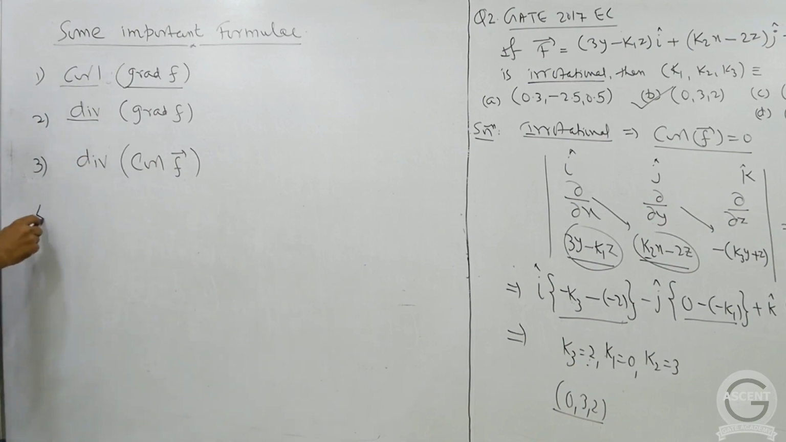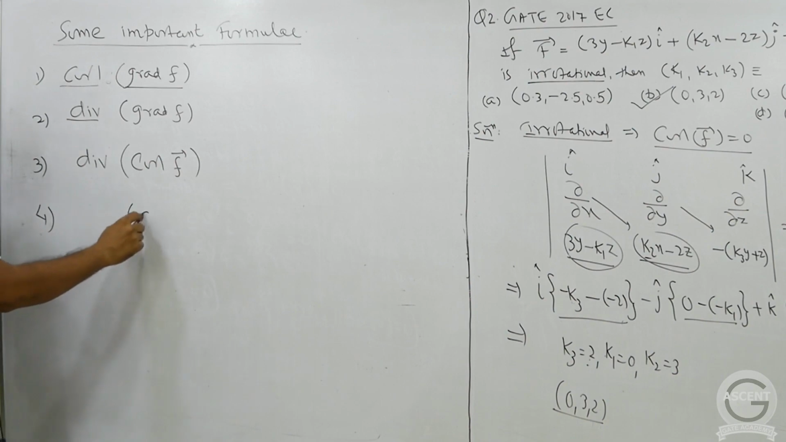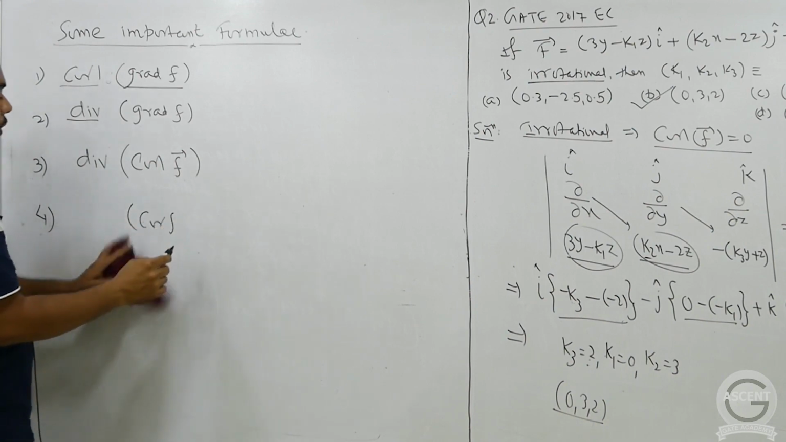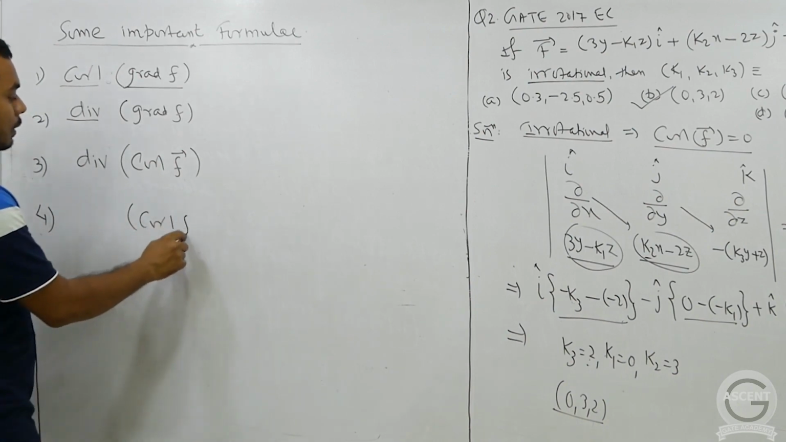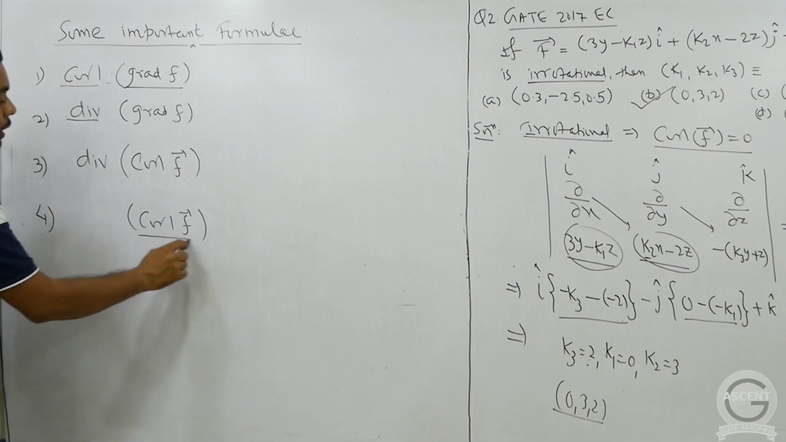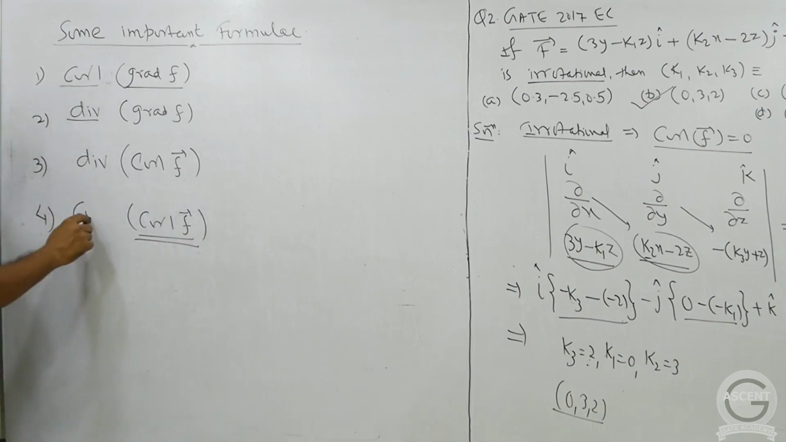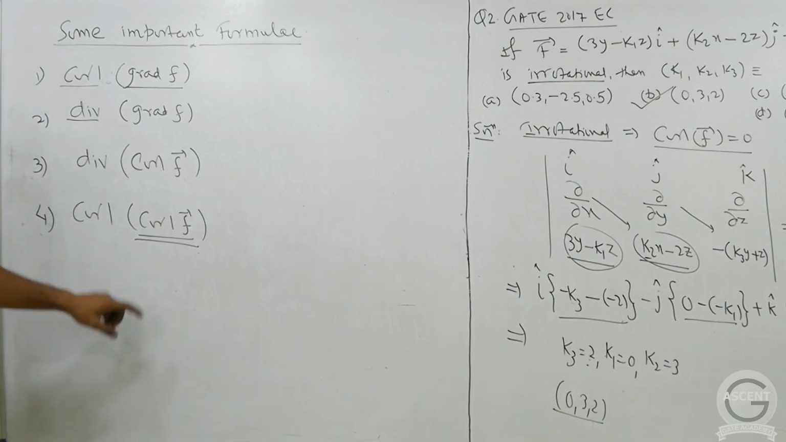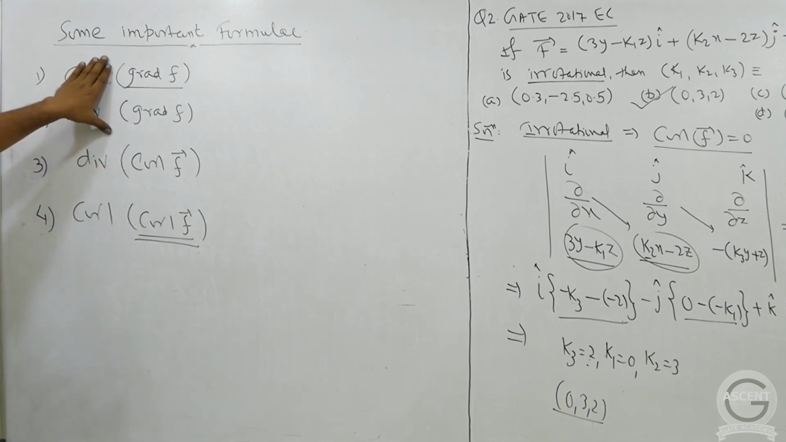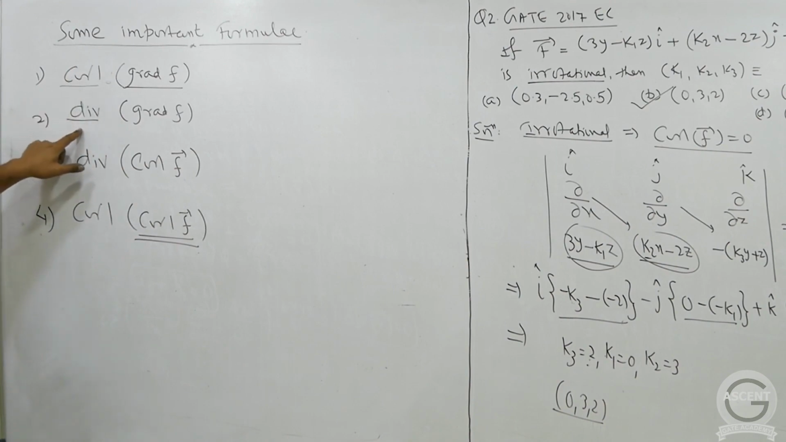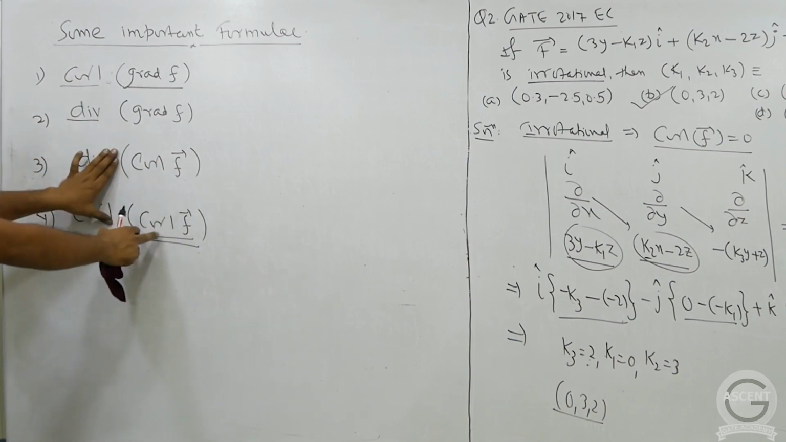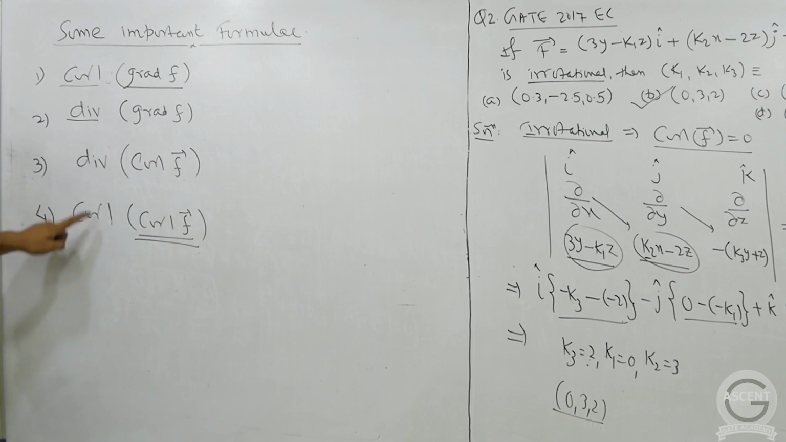This will be our third formula, and the last one will be curl of curl of f. And for curl of f, this will be a vector quantity. So for this we can calculate curl. So these four formulas we have to learn. See, gradient is a vector quantity. For gradient we can calculate curl and divergence. Curl is a vector quantity. So for curl again we can calculate divergence and curl.